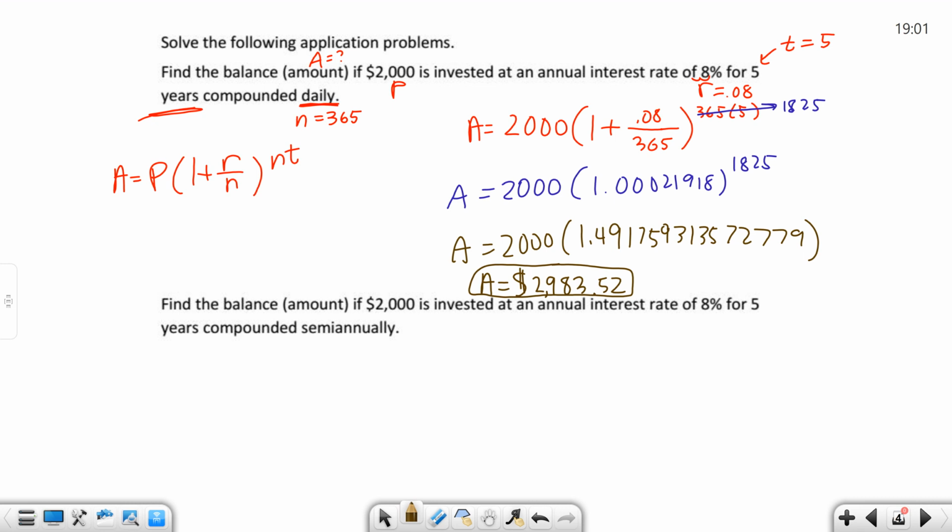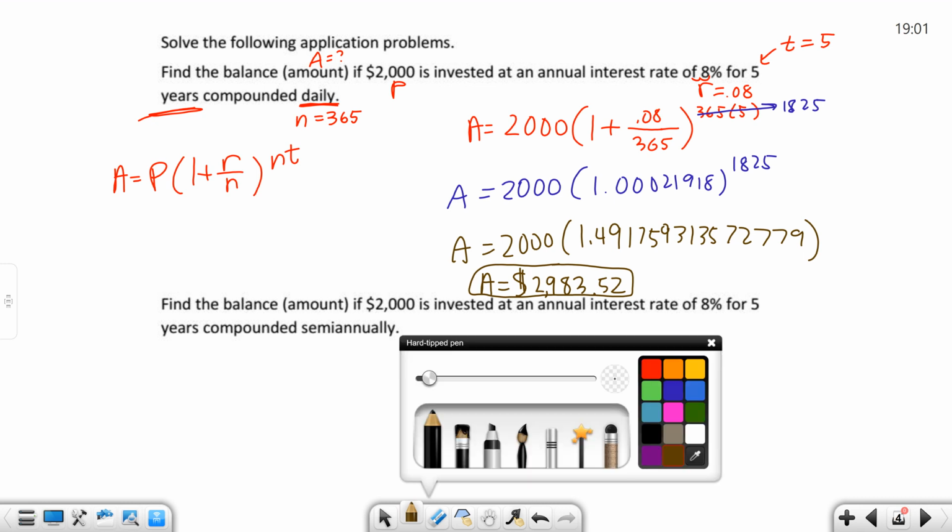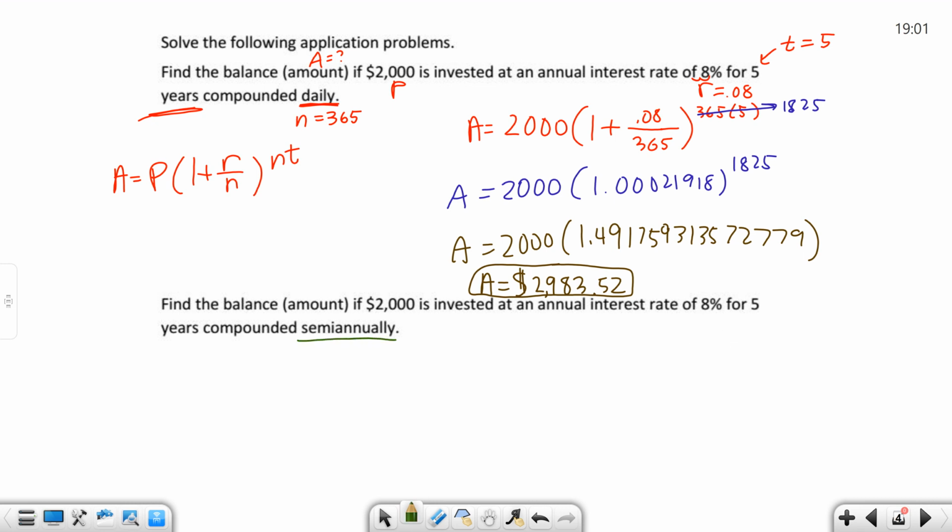$2,983.52. That is compounded daily. So now we're going to go down here and do the same thing. All my values are the same except what? I'm compounded what here? Semi-annually. So my N is going to equal 2.